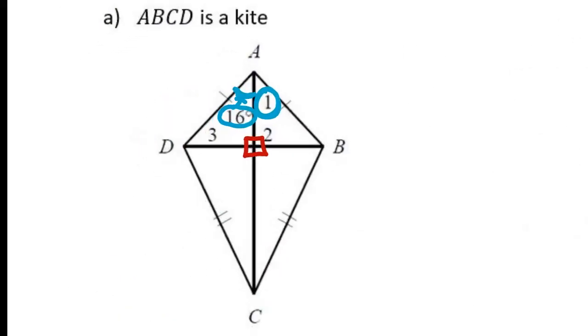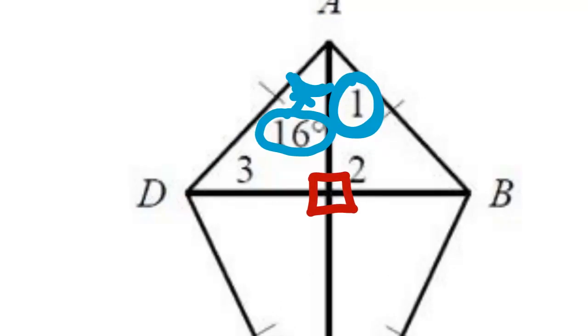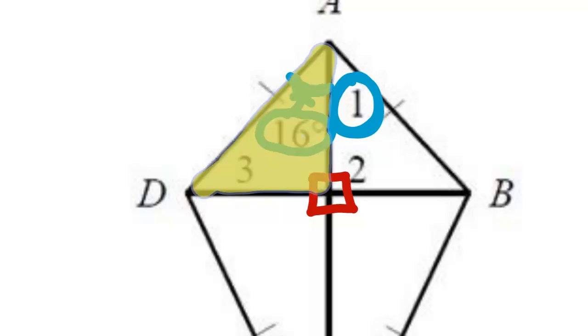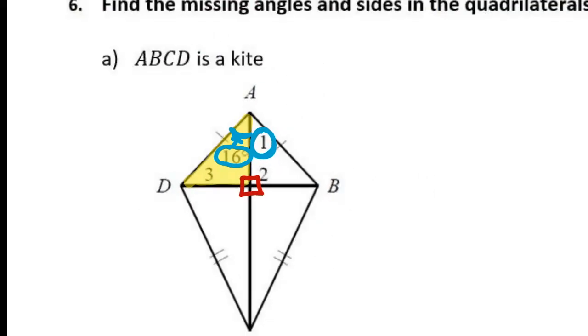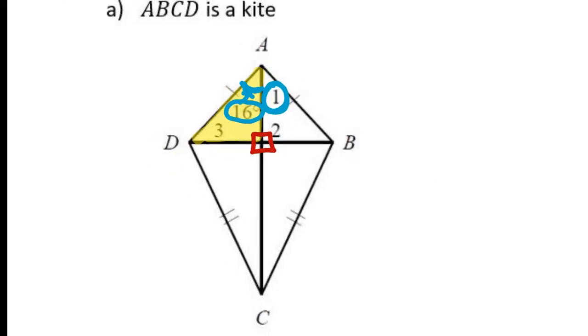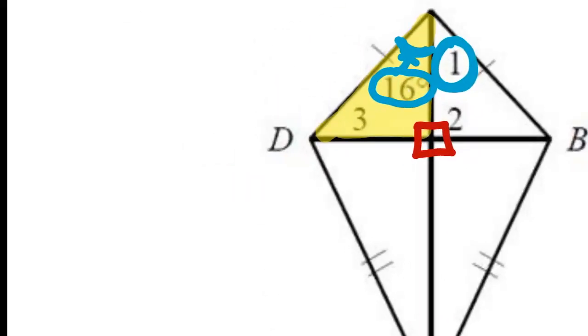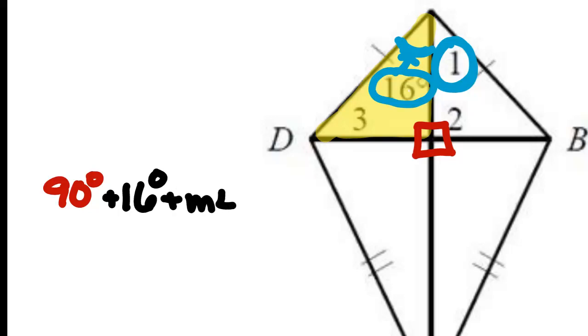To find angle 3, I'm going to have to use the fact that this is a right triangle, or more specifically, just that it is a triangle right here. I know how big 2 of the angles are. One of them is 90, the other one is 16. So what could I do to figure out the size of angle 3? Absolutely correct. 90 degrees plus 16 degrees plus the measurement of angle 3 equals 180 degrees.